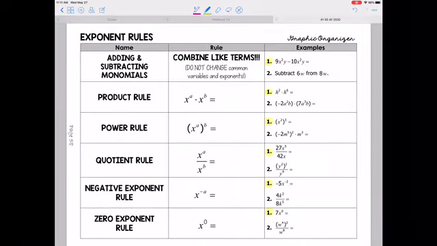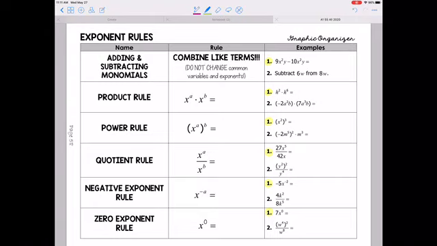All right, so now let's summarize our exponent rules. This becomes a great page for you to come back and look at, to review and to express the things that are happening. So when you are adding and subtracting monomials, this is where you combine like terms. Do not change the common variables and do not change the exponents. And in order for them to be combined, both the variables and the exponents have to match.